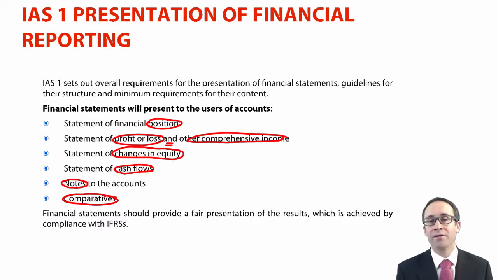So in order to have comparability year on year, you need to make sure that you have comparatives for the numbers that you have prepared this year, so you can look at what you have last year. Okay, it helps the user of the accounts understand the position, the performance, the change in equity, the cash flows. So if you like, the changes in position, remember, of that entity.